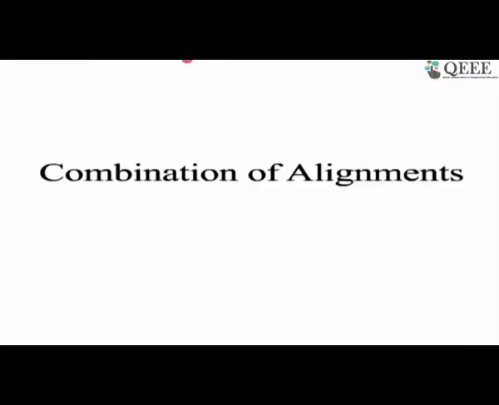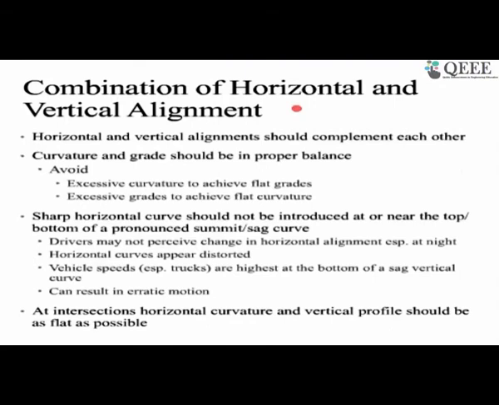Now we need to look into how we can combine the horizontal alignment with the vertical profile. This is quite critical because, if you want to understand highway design, you have to provide both at various locations, and when you do, you should follow certain norms. Then only the design is going to be safe and good. This is why the general statement is that horizontal and vertical alignment should complement each other, with a proper balance between the curvature and the grade.